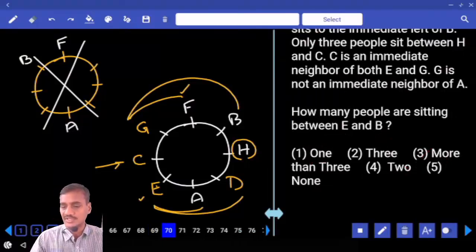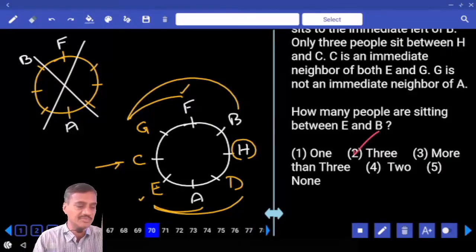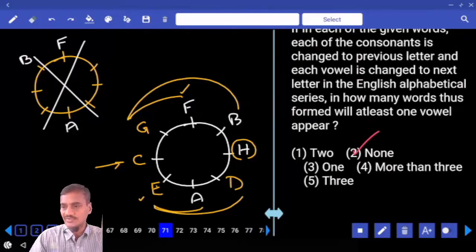Then coming to 70, how many people are in between E and B? Now E and B are opposite to each other. That means there are exactly 3 people in between these 2. Choice 2, question number 70. And 71.